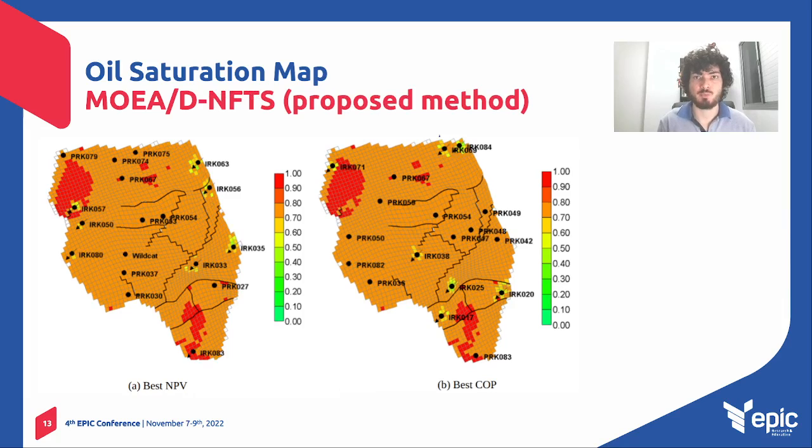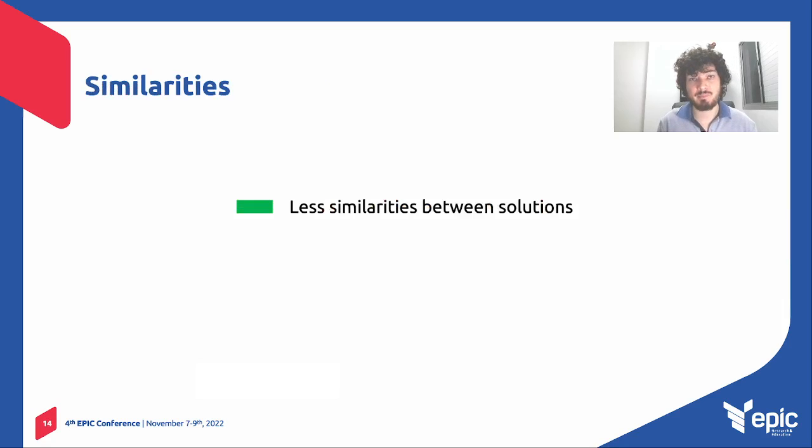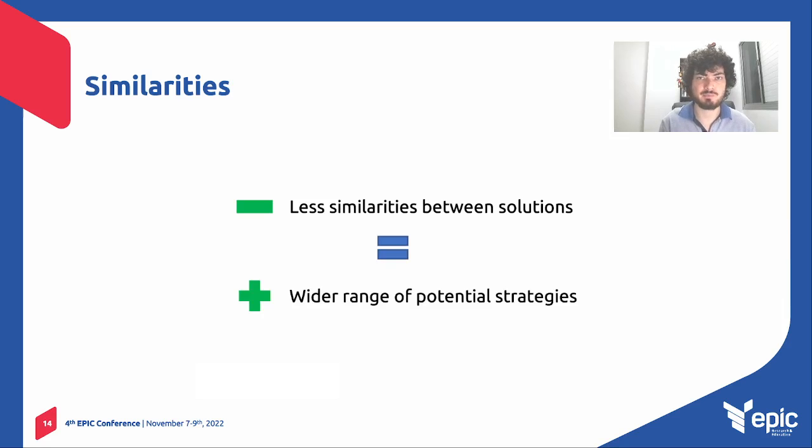In contrast, when we analyze the same situation with our proposed method, there are only 2 similarities between these solutions. And the average similarity between non-dominated solutions found by our proposition is 5.76. Fewer similarities between solutions is another important aspect for production optimization, since we give the decision makers a wider range of potential strategies. We can work with strategies with similar results but different approaches.